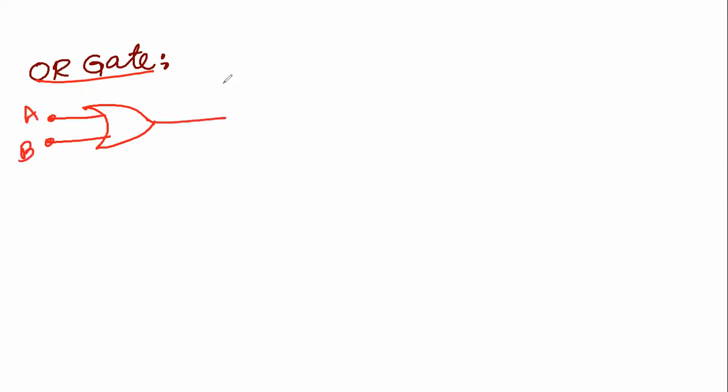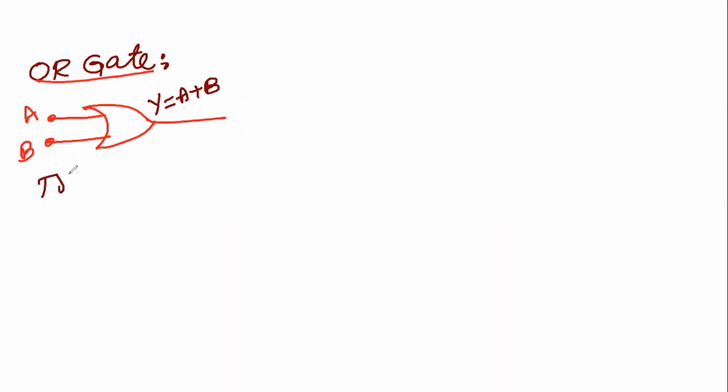The OR gate operation is nothing but addition. Please wait only 5 minutes or less, I will complete the class. This is the symbol for the OR gate. Let us suppose A and B are the inputs. Then the output will be Y is equal to A plus B.